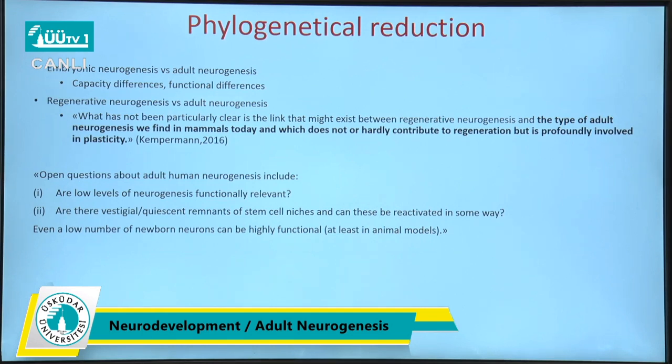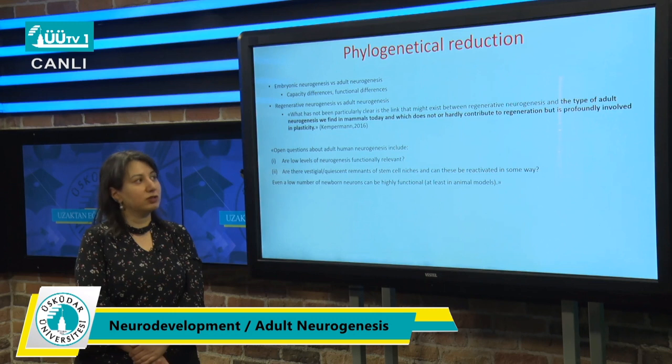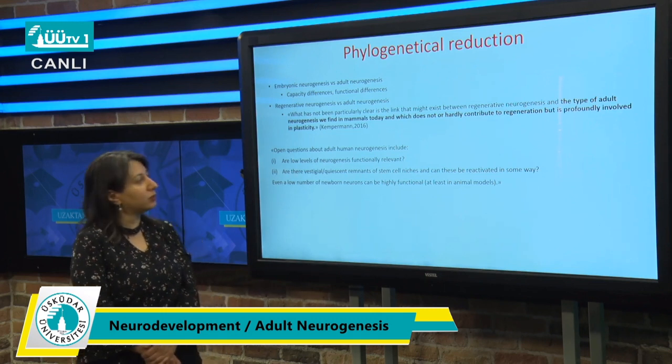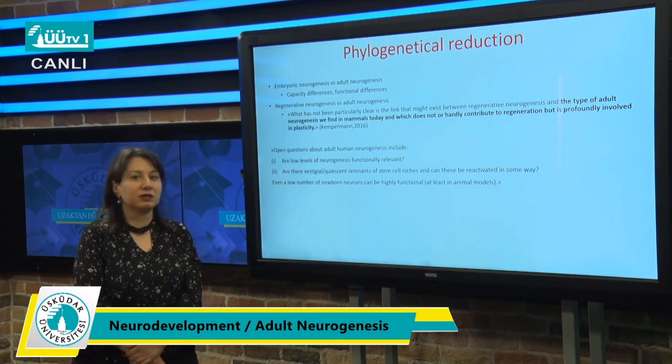And we see a low amount of neurogenesis, so there might be some other questions that we can ask, like: are low levels of neurogenesis still functionally relevant, or are there vestigial quiescent remnants of stem cell niches, and can these be reactivated in some way? This second question is much more interesting in terms of using this capacity as a therapeutic target. And we know that there is proof that even a low number of newborn neurons can be highly functional, can increase the plastic capacity of a certain region. So yes, the first question, are low numbers of neurogenesis functionally relevant? Actually, we know that the answer is yes.